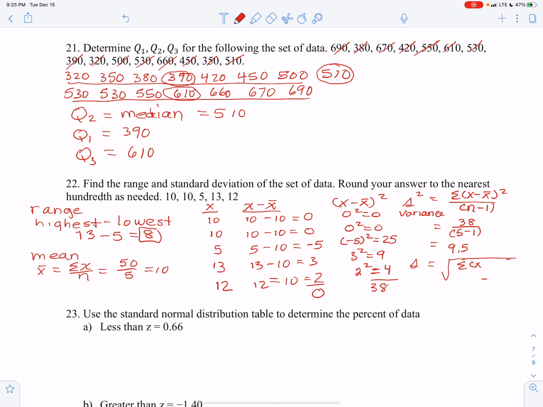So we don't want the average of the square difference. We want the average difference. So we'll unsquare it or take the square root of it. So the square root of 9.5, I have 3.082, or 3.08 to the nearest hundredth.